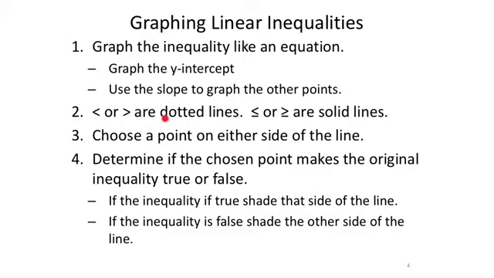Now at the end, once you get everything graphed in terms of the lines, you have to choose a point on either side of the line, just like we've been doing. Generally speaking, we choose the origin if we can, as long as the line that we're testing does not go through the origin. If it makes that true, then we shade on that side of the line. If it makes it false, then we shade on the other side of the line.